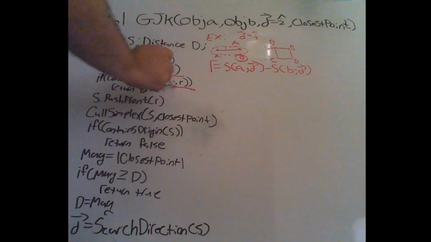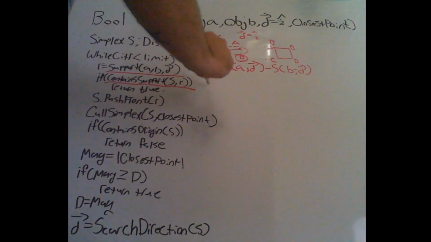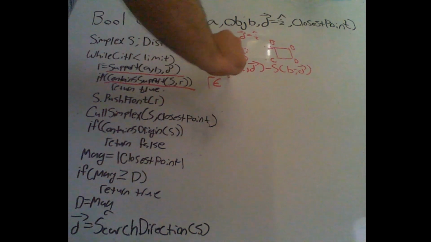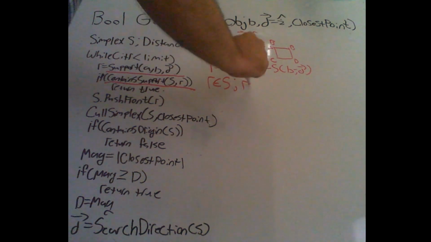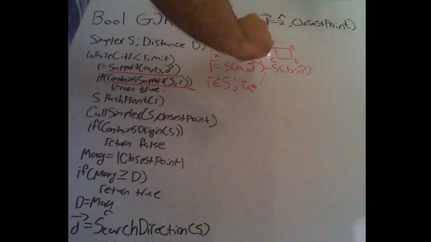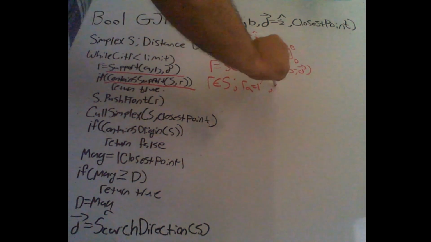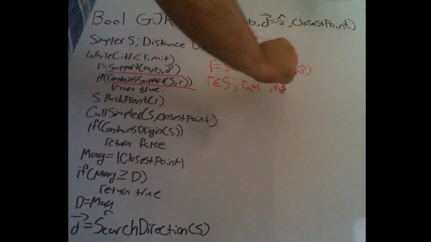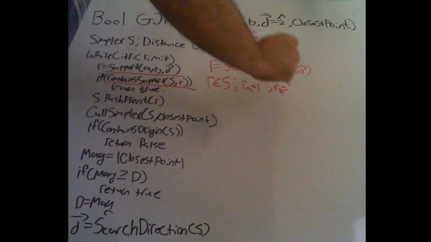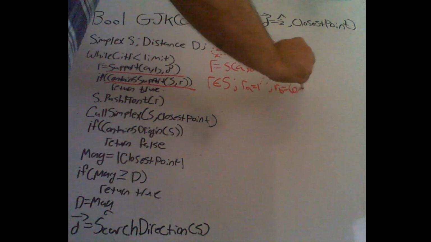Next, we'll look at checking for a repeating support point. To check if the point R exists in the simplex S, we can store the index value of the vertex from each contributing object and then check if the current support point matches any existing points.